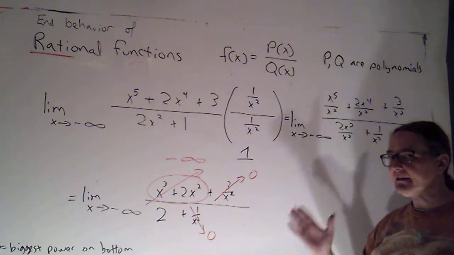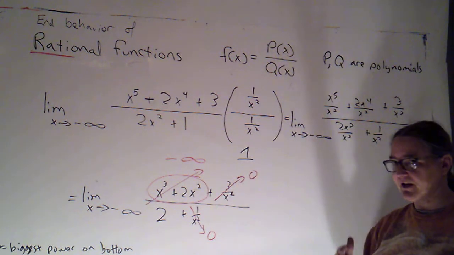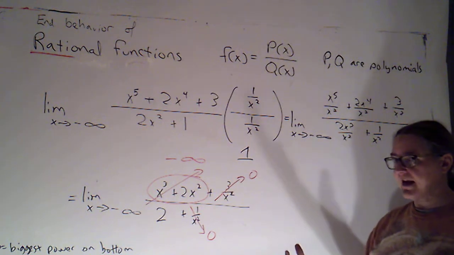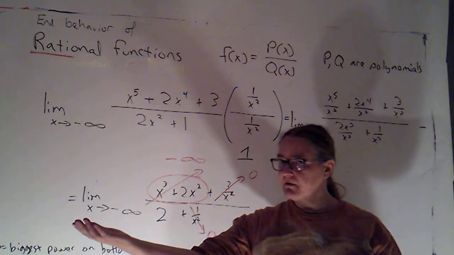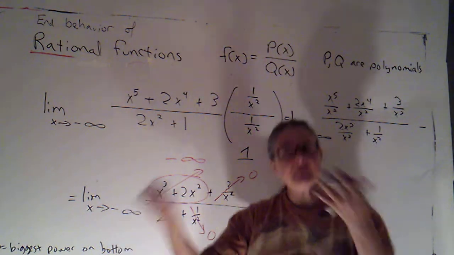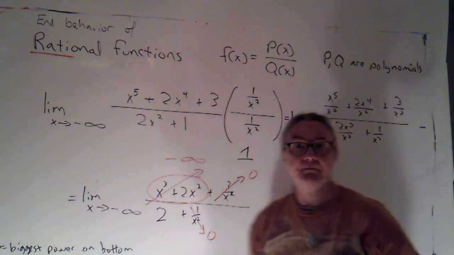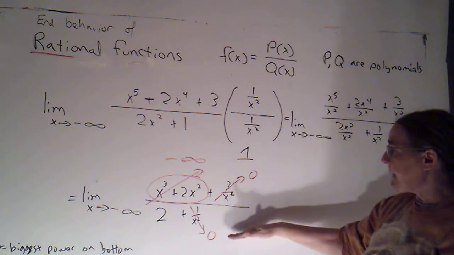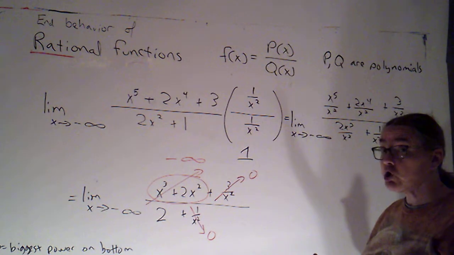While I can't literally write negative infinity plus 0, I can think through that. I've got something that's big and negative. I'm going to add something that's close to 0 to it. I'm still going to have something big and negative. Now I'm dividing that by something that's going to 2.